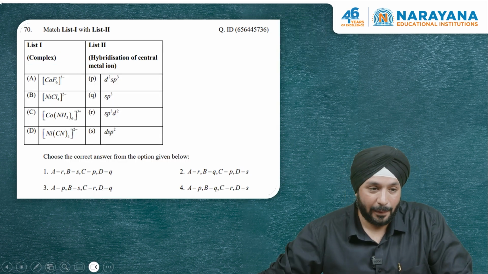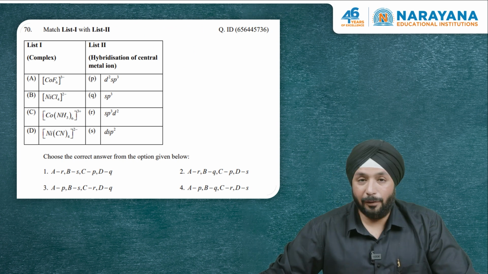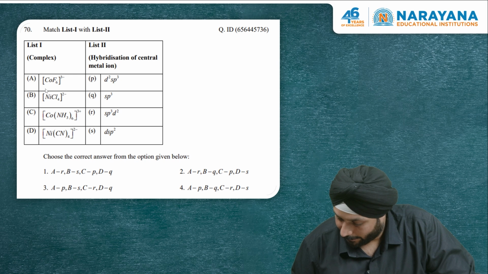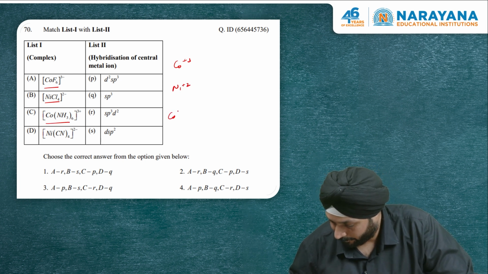Question number 70. This is a complex coordination compound question, right? Now obviously very simple question again. Now cobalt, the oxidation state of cobalt is 3 plus, right? The oxidation state of nickel is 2 plus. The oxidation state of cobalt again 3 plus, and oxidation of nickel is 2 plus.